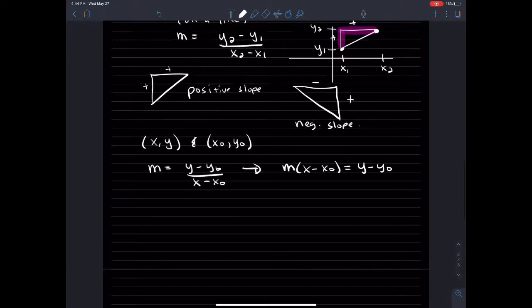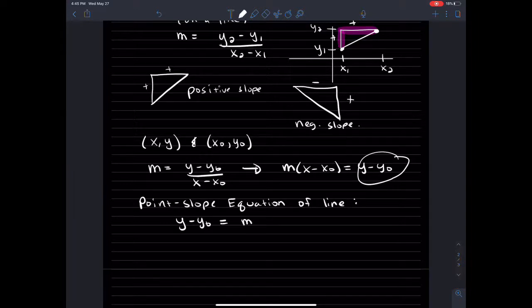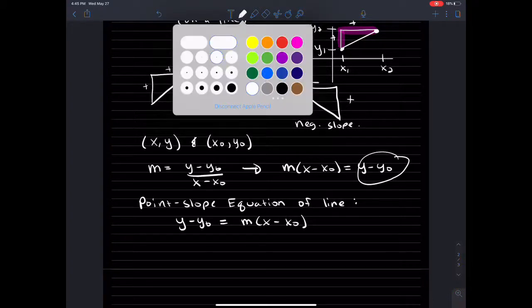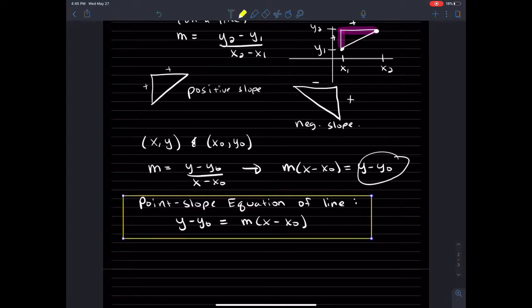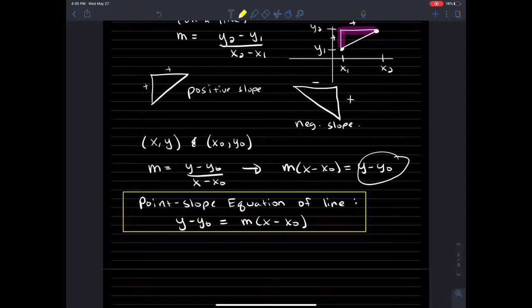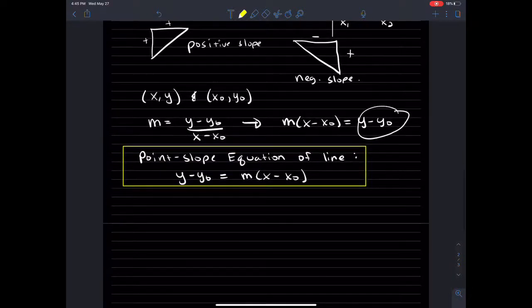And this is what's called the point slope equation of a line. I like to put this on the left side. So it's y minus y naught equals m times x minus x naught. So and we can find equations of line using that formula.